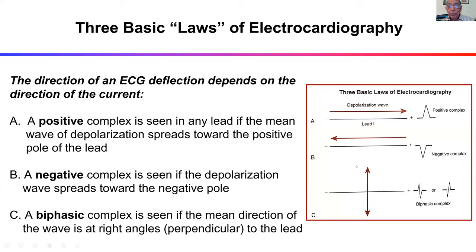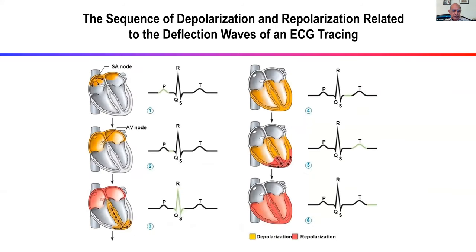And if it is perpendicular, or almost perpendicular, it will be biphasic, meaning on both sides. So these three laws we must understand: a positive wave, a negative wave, and a biphasic wave. How these different types of ECG complex forms differ in different leads is one important idea to understand.